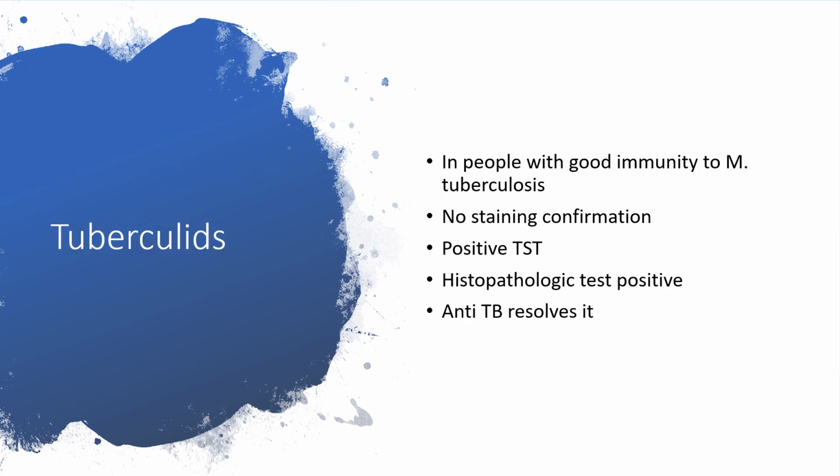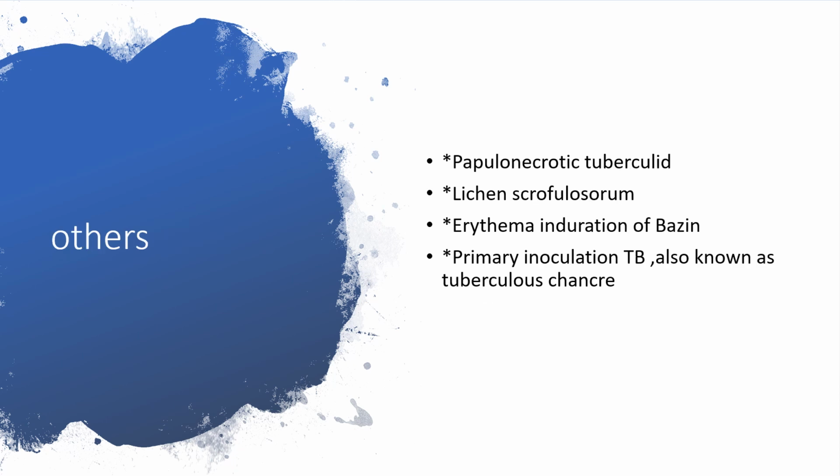Tuberculids. This is found in people with good immunity to Mycobacterium tuberculosis. There will be no staining confirmation, but the tuberculin skin test will be positive. When you do a histopathological test also, it will be positive. And you know what? When you give your anti-TB medications, that will solve the problem. Others are papulonecrotic tuberculid, lichen scrofulosorum, erythema induratum of Bazin, and primary inoculation TB, also known as tuberculous chancre.